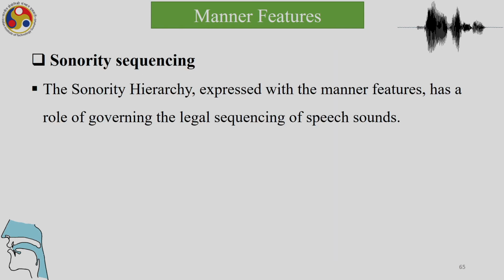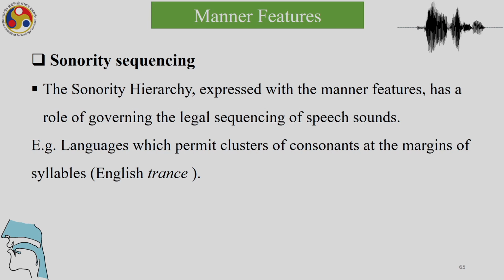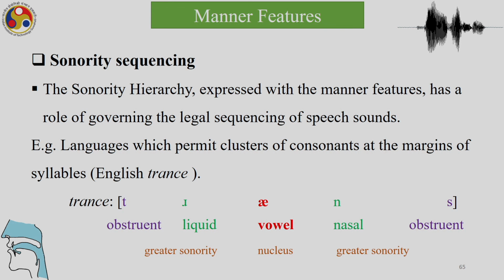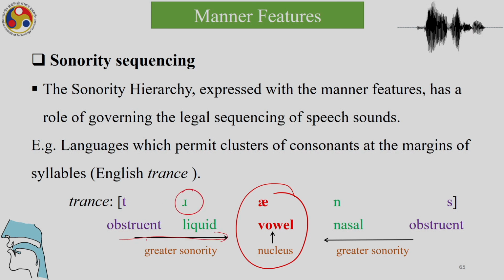The sonority hierarchy expressed with the manner features has a role of governing the legal sequence of speech sounds. Example, languages which permit clusters of consonants at the margins of syllables. So, this is a word trans where the vowel is the nucleus, and we can see the sonority is increasing with the placement of the liquid after the obstruent, and sonority has to decrease ideally at the end of a syllable, and then we have a nasal here.